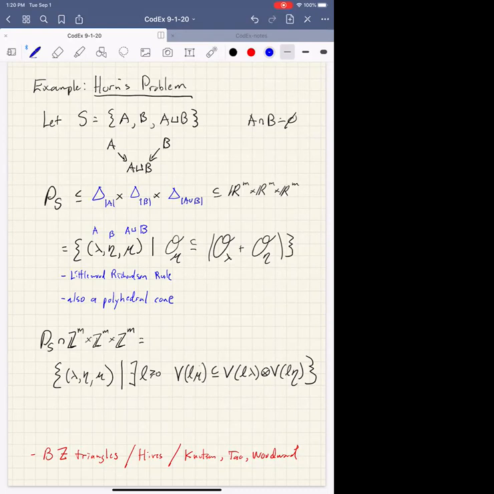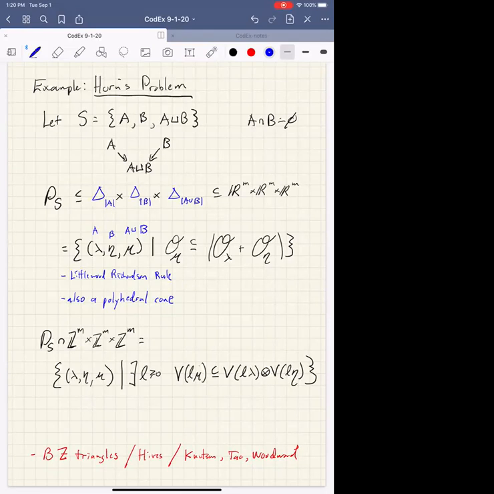And what it will be is all lambda associated to A, eta associated to B, and mu associated to A union B, such that O mu is a suborbit of O lambda plus O eta. And it's known that this set is also a polyhedral cone. It's a projection of a cone you get from the Littlewood-Richardson rule, so there's some representation theory coming in.